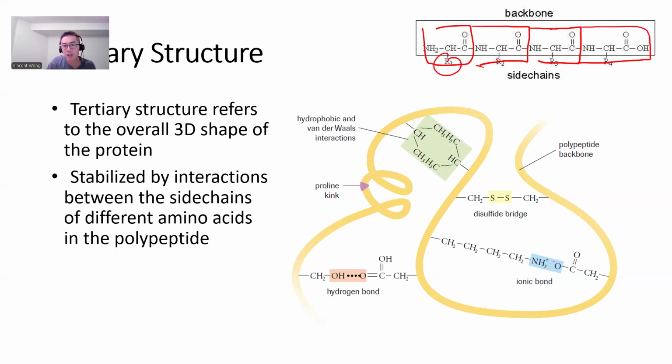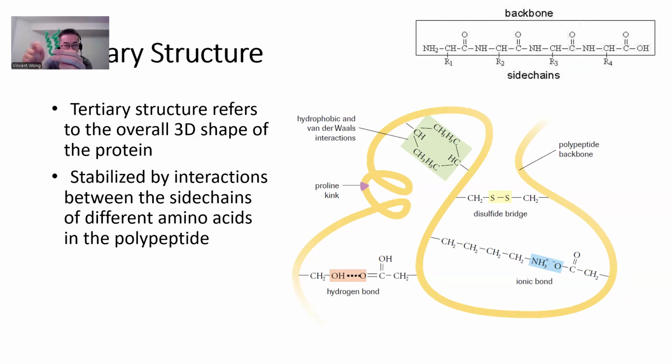So the side chains are going to be different. However, if you look at the backbone, it's the same. It's like NCC, NCC, NCC, NCC, the same thing repeated over and over again. That's what is meant by the peptide backbone. This backbone can form hydrogen bonds to help stabilize the alpha helices and the beta sheets that I told you about.